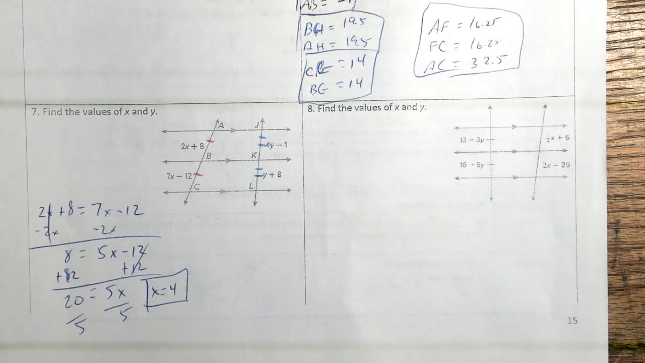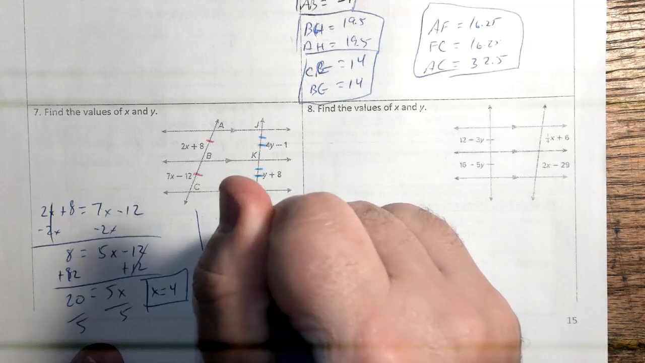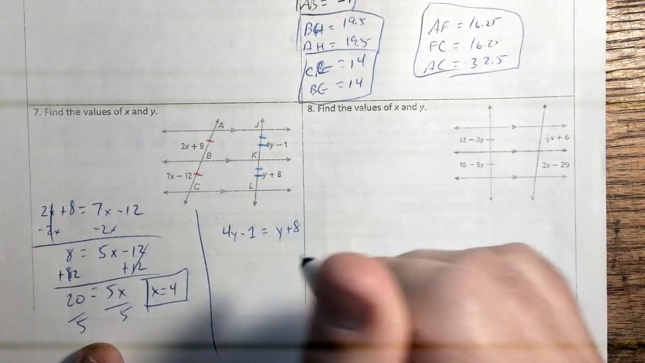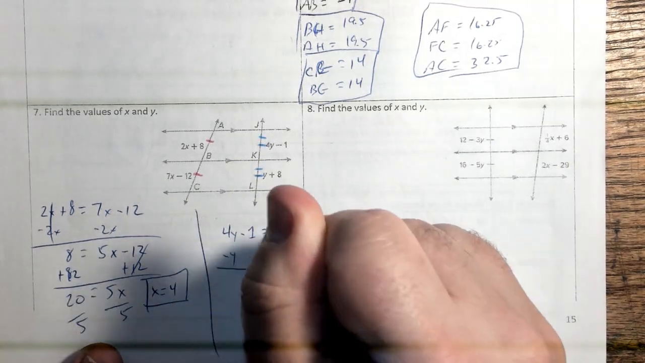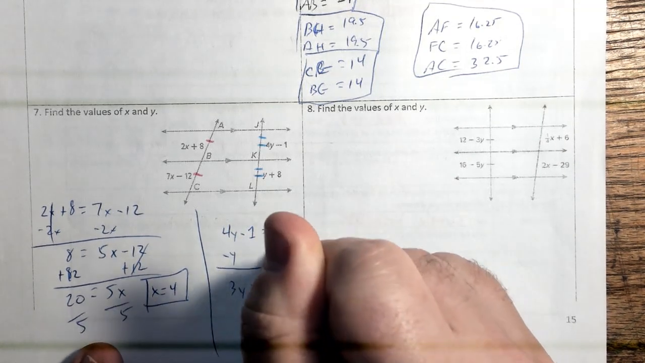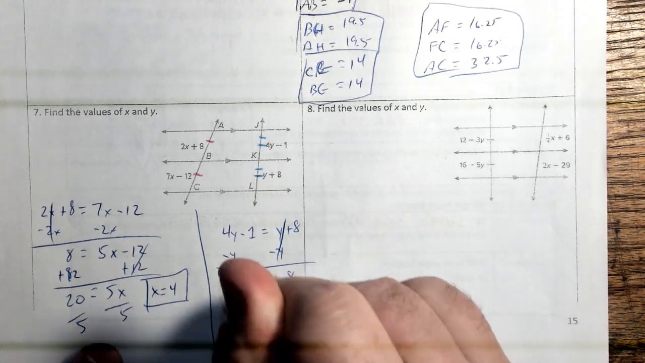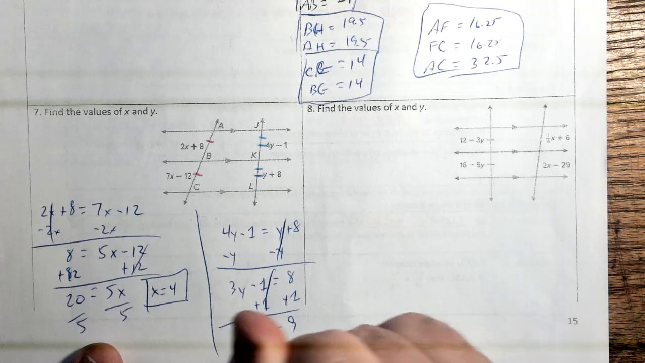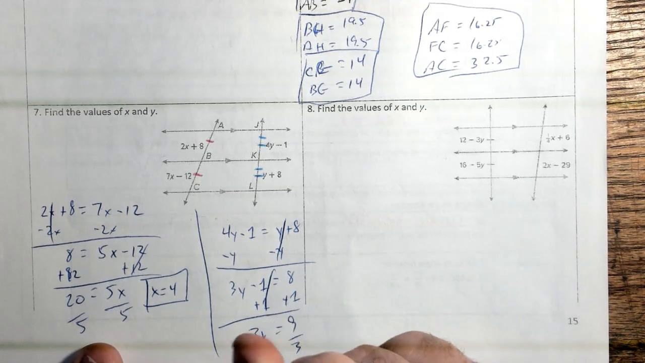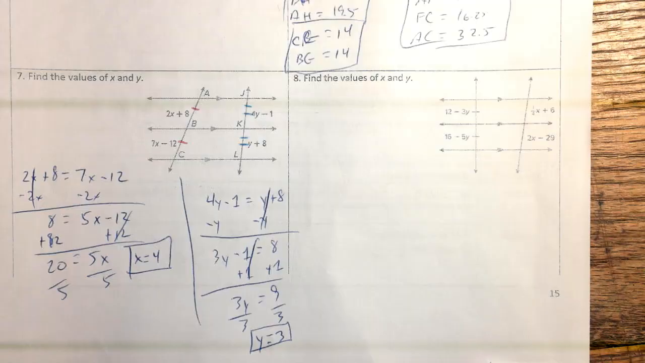All right, over here with the y's, same thing. 4y minus 1 is going to be equal to y plus 8. Subtract the y from both sides. 4y minus y is 3y. Negative 1 comes down, equals, those cancel out. We got 8. Add 1 to both sides. Cancel. 3y equals 9. Divide both sides by 3. 9 divided by 3 is 3, so y equals 3. Easy enough.